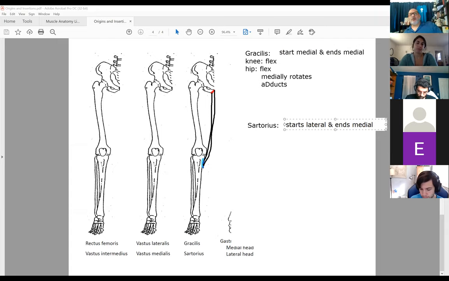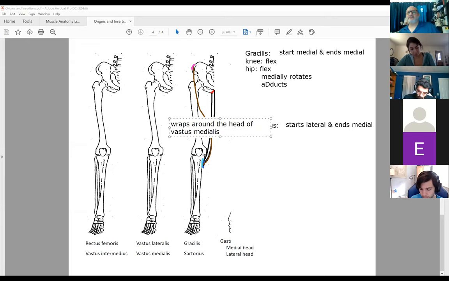And being the longest muscle, we need probably the highest lateral point we can find on this structure. So what is the origin of the sartorius? Anterior superior iliac spine. There you go. That anterior superior iliac spine. Again, this is a strap-like muscle that comes down the leg. And as it comes down the leg, as we'll see, it actually wraps around the head of the vastus medialis to then come in on the medial aspect of the leg.